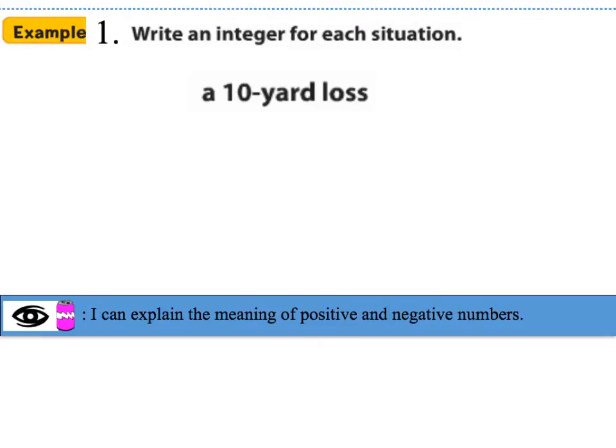So example 1 says write an integer for each situation. So the situation says a 10-yard loss. So I know that the integer that I'm going to use is the number 10, but I want to decide whether or not this is positive or negative. And I'm looking at this keyword that says loss, and we know that loss is a negative word, so the integer that represents this situation is negative 10.